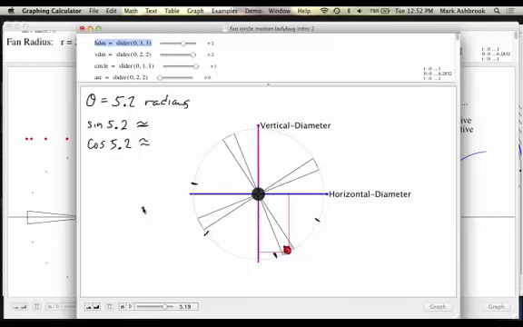No, this is the value of the sine and the value of the cosine. What is sine? Sine is the vertical distance above the horizontal diameter as a fraction of the radius length. So what would you estimate that to be right here? Okay, let's see how we did.